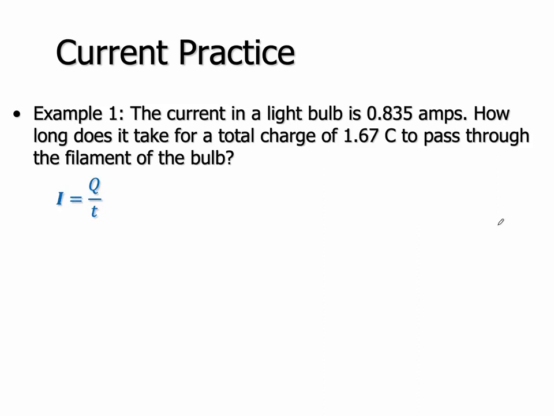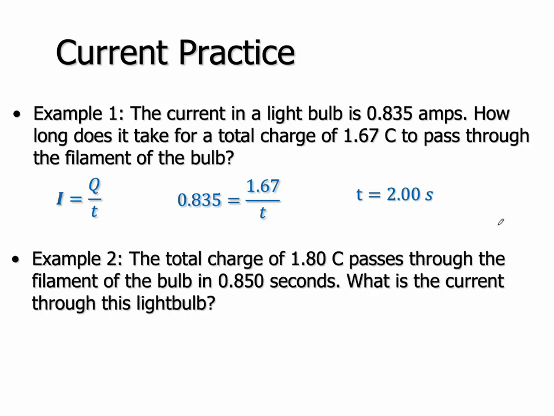I represents the electric current, Q represents the charge, T represents time. Plugging it in, the current, I, is that many amps. The charge is 1.67 coulombs, and we're just trying to solve for time. Doing your algebra, you should discover it's about 2 seconds.